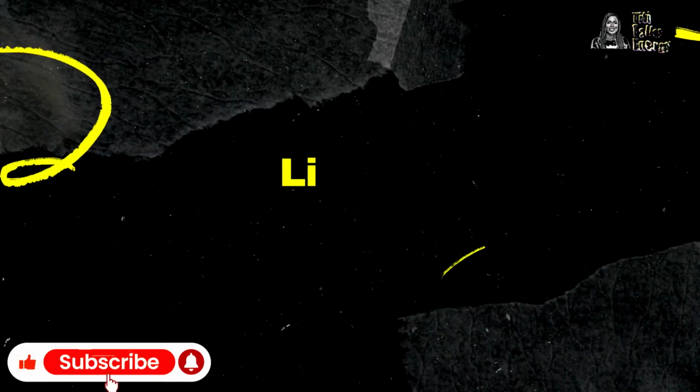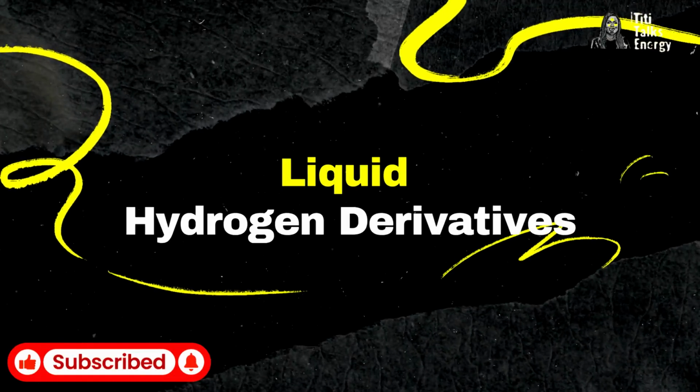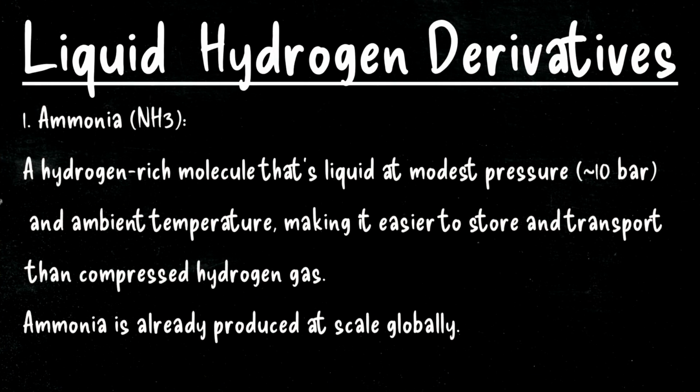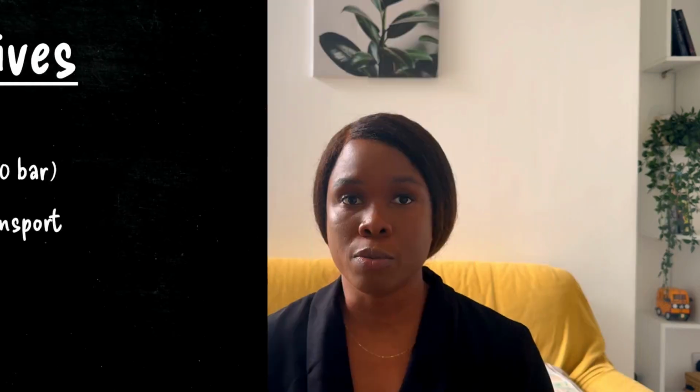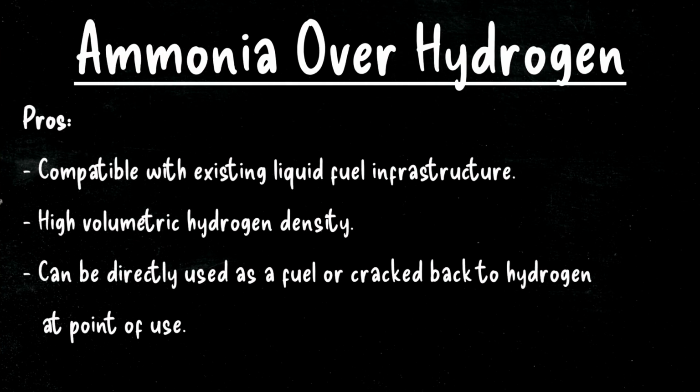Next, we look at liquid hydrogen derivatives. The first we would look at is ammonia, which is a hydrogen-rich molecule that's liquid at about 10 bar and ambient temperature, making it easier to store and transport than compressed hydrogen gas. Ammonia is already being produced at scale globally. The pros of using ammonia instead of hydrogen is that it's compatible with existing liquid fuel infrastructure. It has a high volumetric hydrogen density and can be directly used as a fuel or cracked back to hydrogen at the point of use.